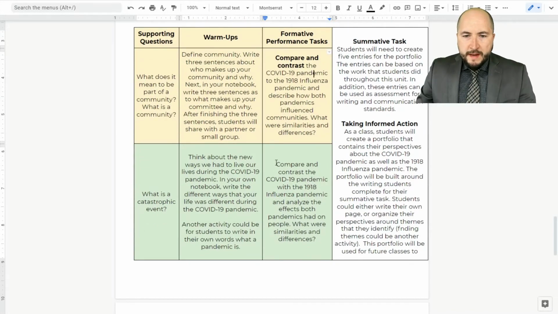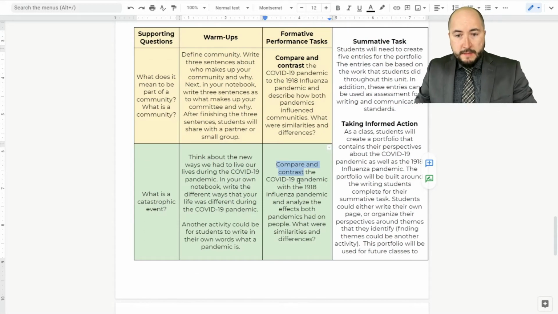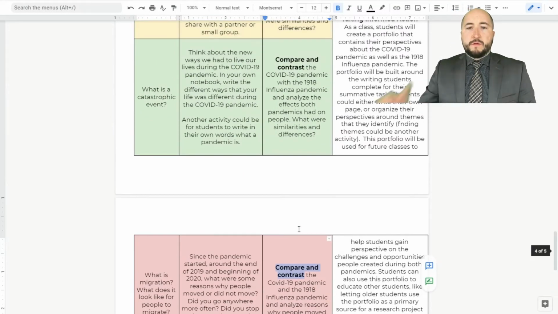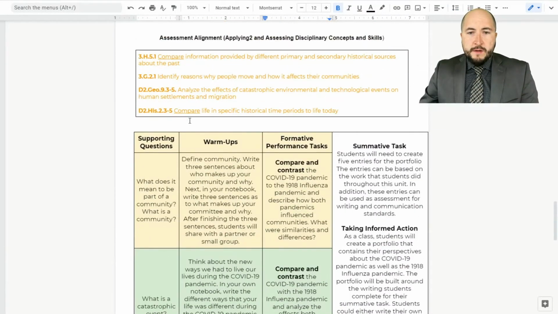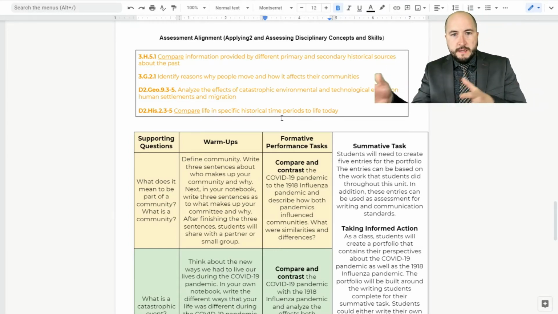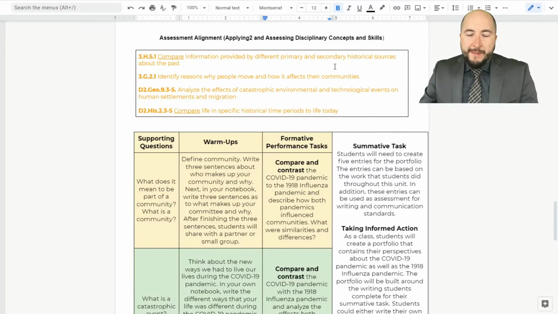You'll notice again that every single one of these tasks has compare and contrast, so I'll go ahead and bold those real quick. And that's really the goal here, right? We're going to be using these two standards ideas, this idea of comparing and contrasting primary and secondary sources and life today with historical time period. So COVID-19, life today, 1918, historical time period, and then primary and secondary sources.